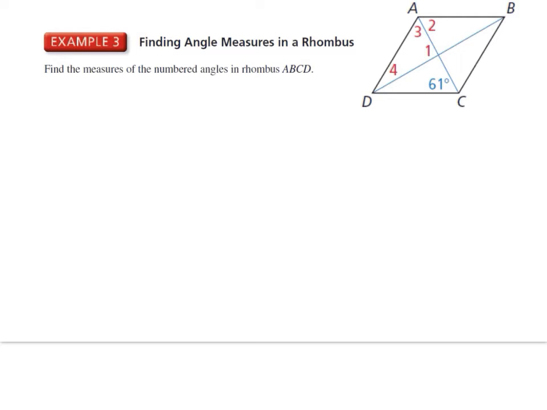All right, so now that we've done an example kind of together, maybe try this one on your own. So pause the video and see if you can figure out all the missing angle measurements here for 1, 2, 3, and 4.